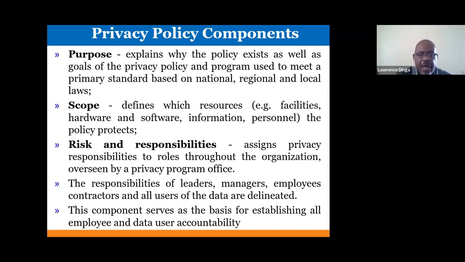Also, a policy must have a scope. A scope defines which resources, such as facilities, hardware, software, information, and personnel, the policy protects. So a policy must have a scope.